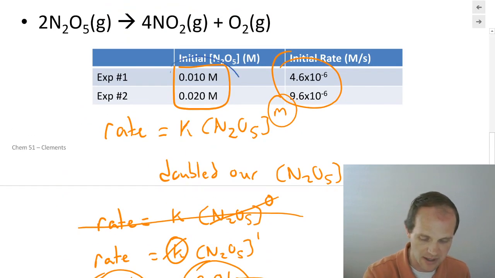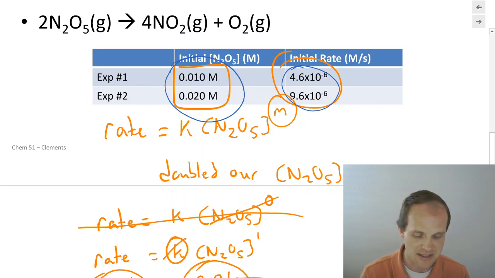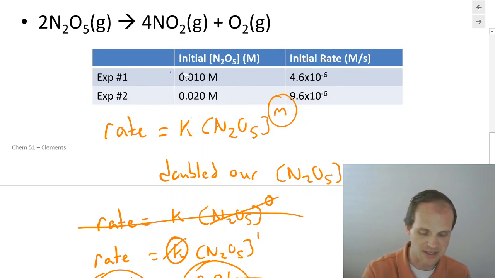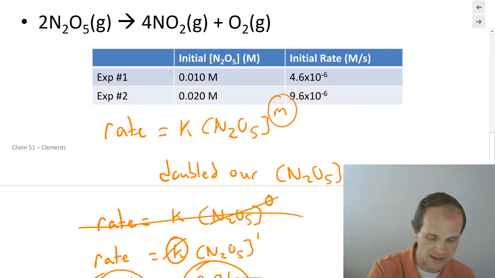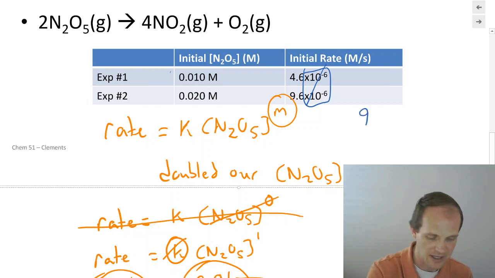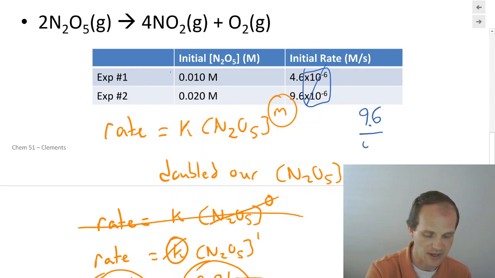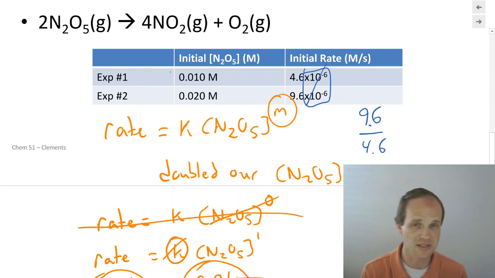Well, we doubled our concentration. What happened to our rate? 4.6 times 10 to the minus 6 up to 9.6 times 10 to the minus 6. And you're like, I don't know if that's double. Is that double? Well, if you divide those two out, your 10 to the minus 6s are going to cancel. And you get 9.6 divided by 4.6. 9.6 is pretty close to 10. 4.6 is pretty close to 5. 10 and 5 are halves of each other.